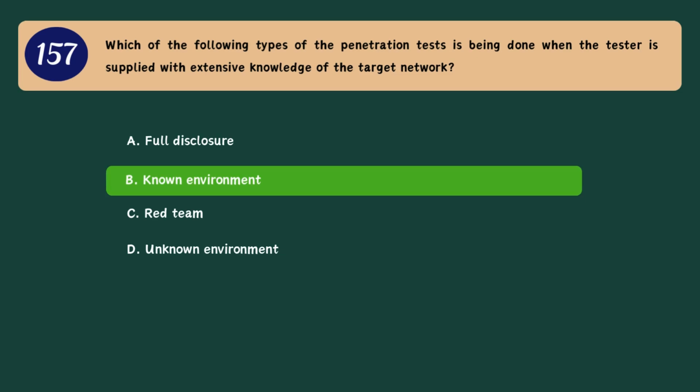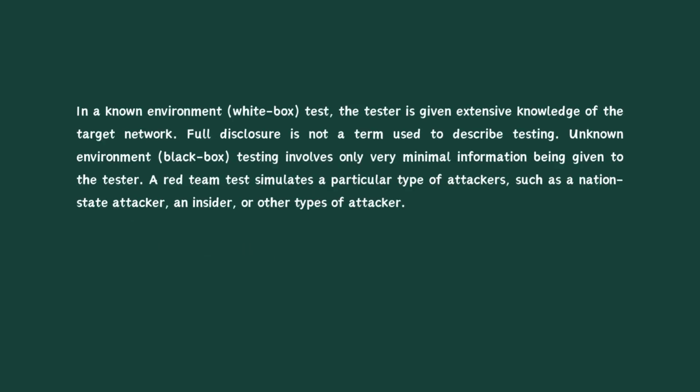Correct answer. B. Known environment. In a known environment, white box test, the tester is given extensive knowledge of the target network. Full disclosure is not a term used to describe testing. Unknown environment, black box testing involves only very minimal information being given to the tester. A red team test simulates a particular type of attacker, such as a nation-state attacker, an insider, or other types of attacker.